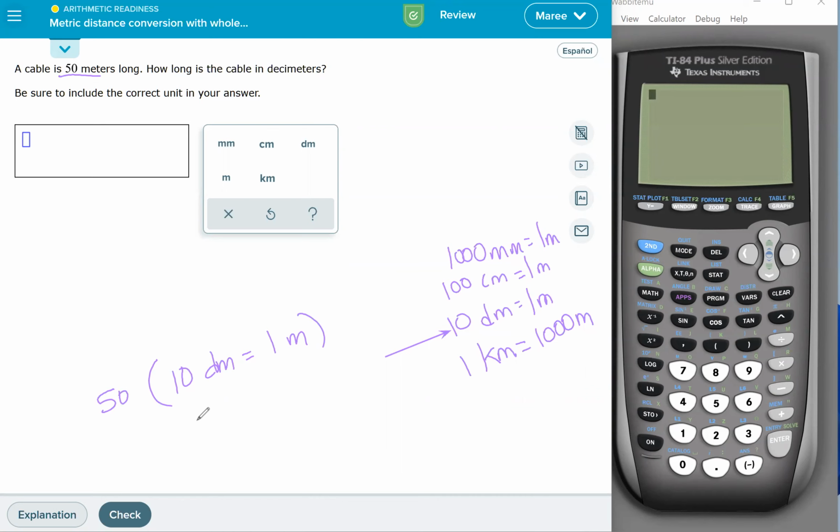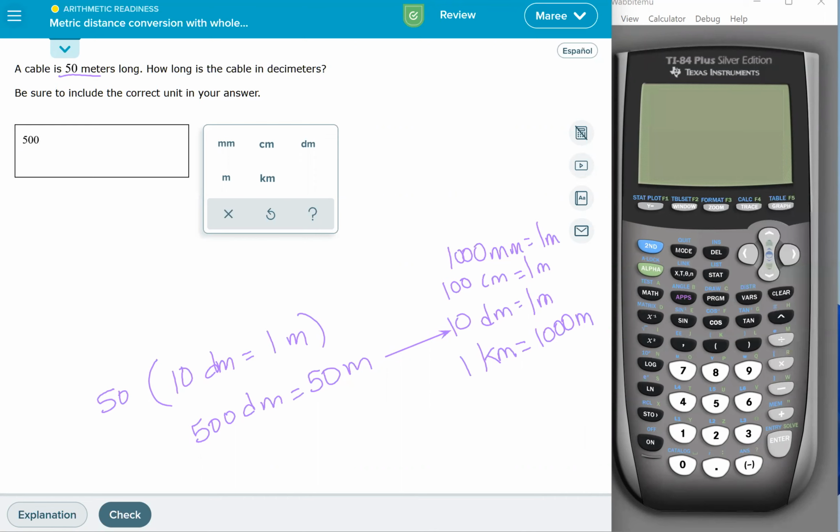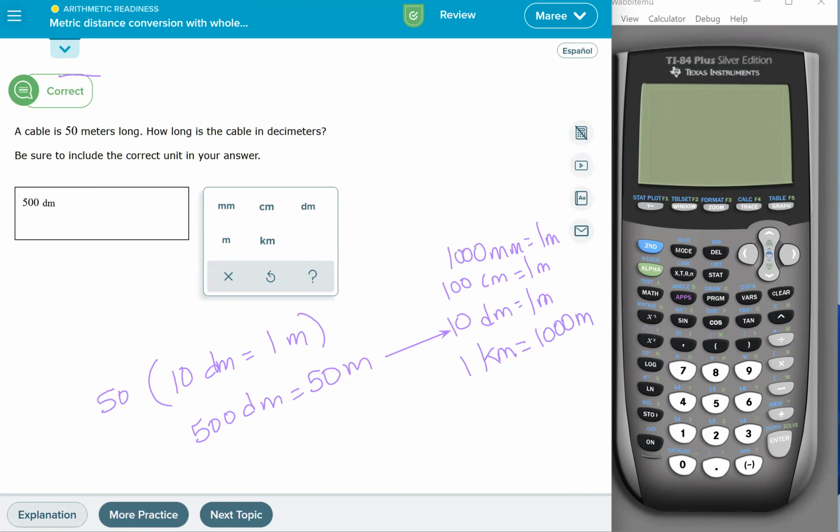50 times 10 is 500 decimeters. And 50 times 1 meter is 50 meters. So now we have that 50 meters is 500 decimeters. And we'll go ahead and type in 500. And we need to make sure that we have our label, decimeters. And that's the end of the lesson.